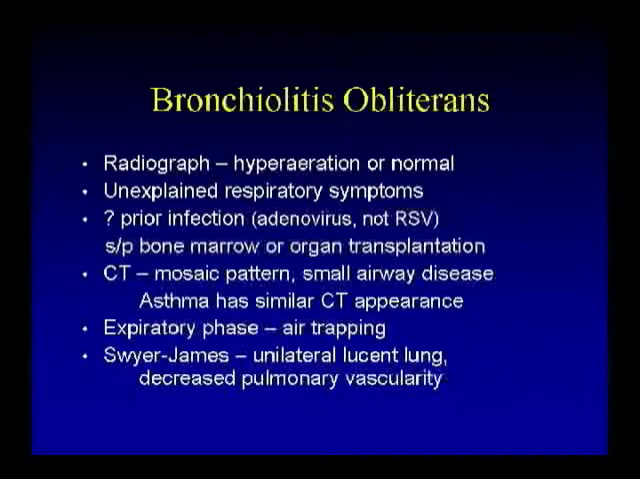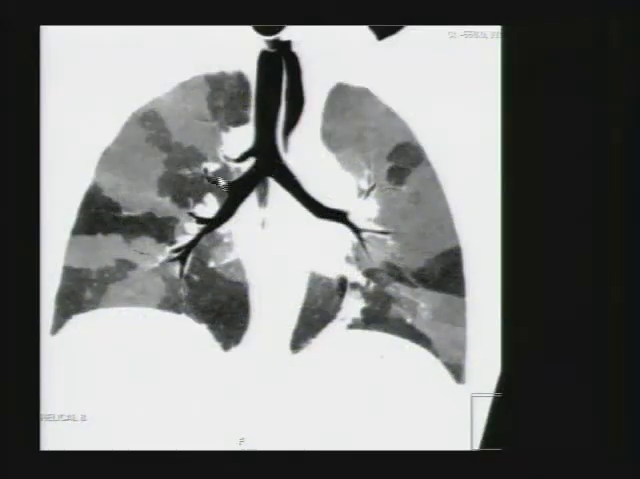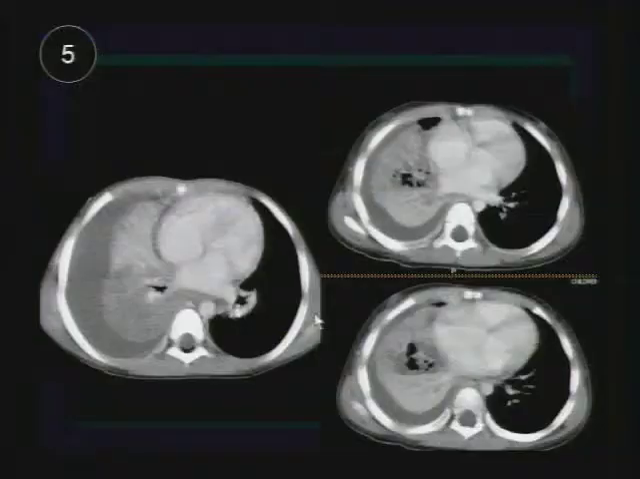This is an interesting condition. I think this is in your handout. It tends to be post-viral, but usually not RSV, and it's in children who have pulmonary symptoms that are hard to explain. This is a child we had. I did a minimum intensity projection just for fun to dramatize the findings, but I also noticed that the child had a tracheal bronchus as a supplemental finding.